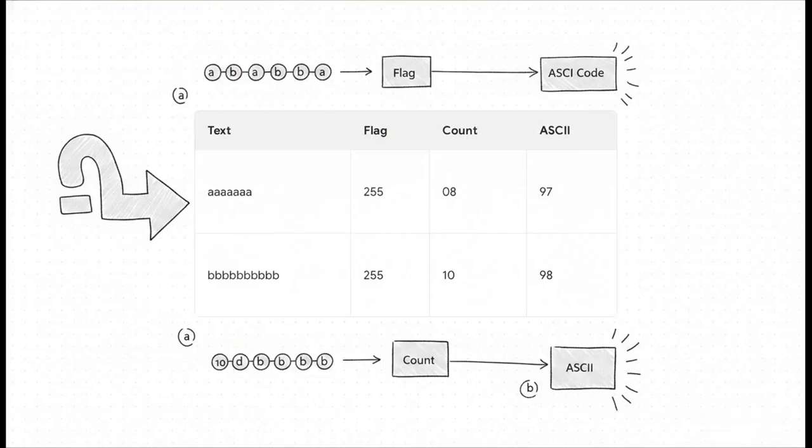Pretty neat, right? Let's break this down step by step. Imagine you have a text file with a repeating string like 8 lowercase a's right in a row. Instead of saving a 8 separate times, RLE uses a clever little structure. First, it drops a flag, very often the number 255. This basically shouts to the computer, hey, a repeating sequence is coming up. Next, it stores the count, which is 08 for the number of repetitions. And finally, it stores the ASCII code of the character itself, which happens to be 97 for a lowercase a. So that whole long string just becomes 255, 08, 97.